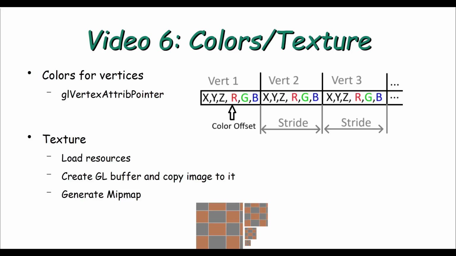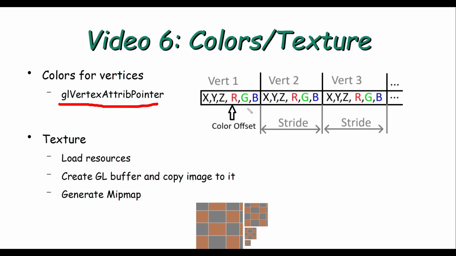Welcome everybody to this new video about OpenGL ES. In this video, we'll be learning how to add colors and textures to our scene. So we have seen in the previous videos how we can add colors using uniforms. In this video, we will be using the vertex buffer and we will be using the glVertexAttribPointer.